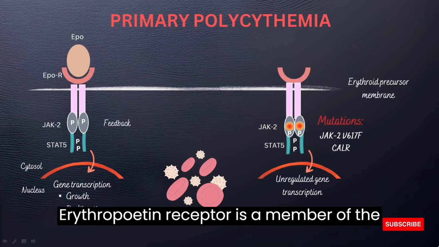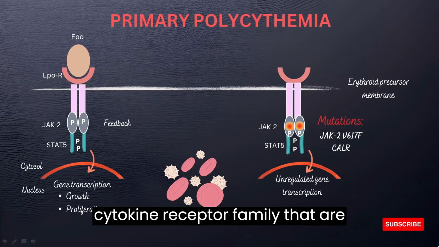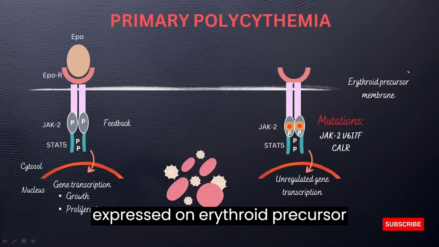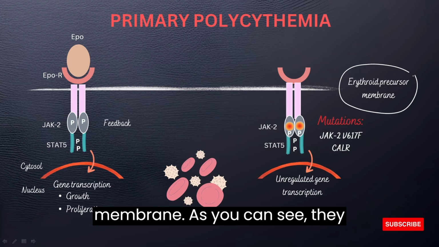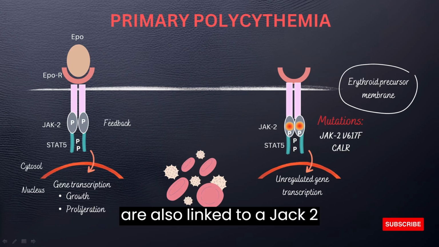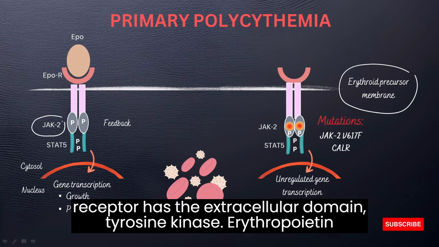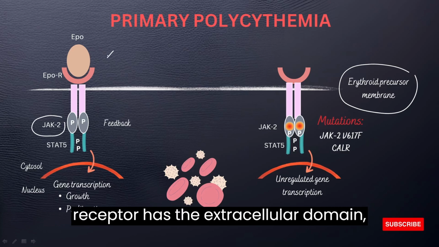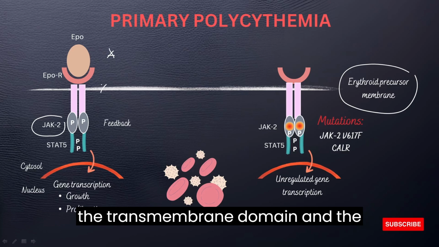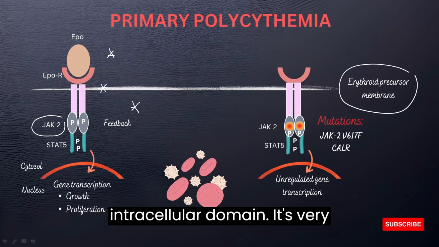Erythropoietin receptor is a member of the cytokine receptor family that are expressed on erythroid precursor membrane. As you can see, they are also linked to a JAK2 tyrosine kinase. Erythropoietin receptor has the extracellular domain, the transmembrane domain, and the intracellular domain.